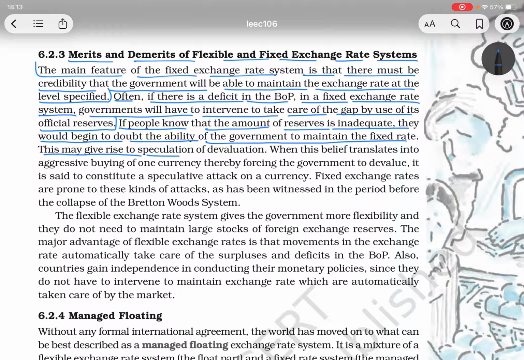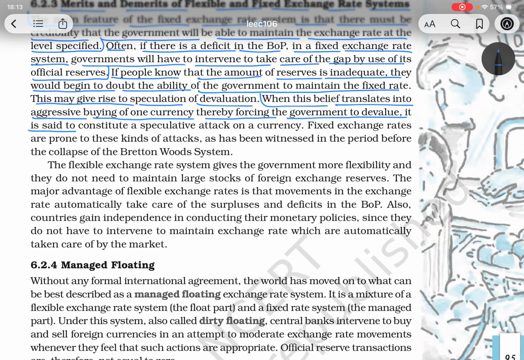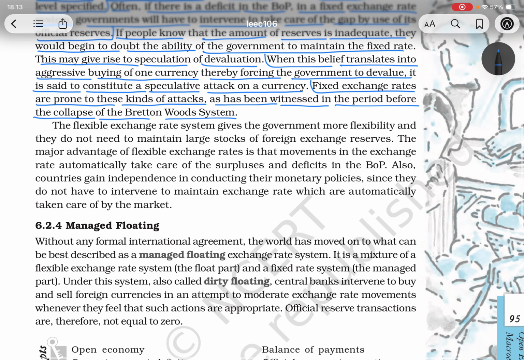This may give rise to speculation of devaluation. When this belief translates into aggressive buying of one currency, thereby forcing the government to devalue, it is said to constitute a speculative attack on a currency. Fixed exchange rates are prone to these kinds of attacks, as has been witnessed in the period before the collapse of the Bretton Woods system.